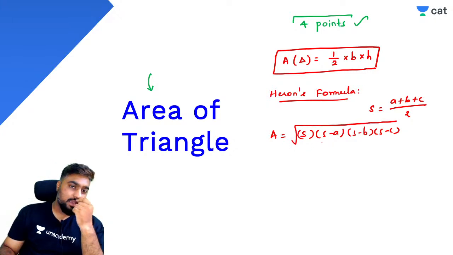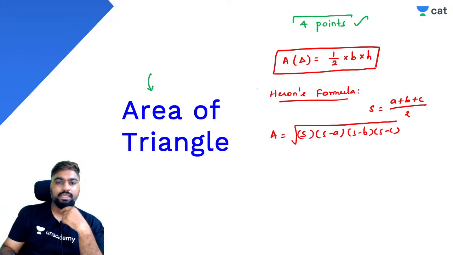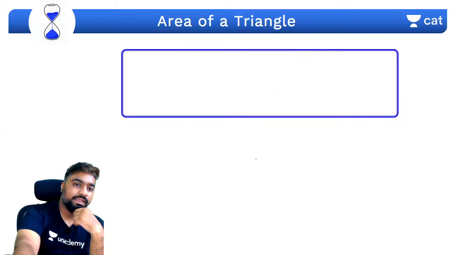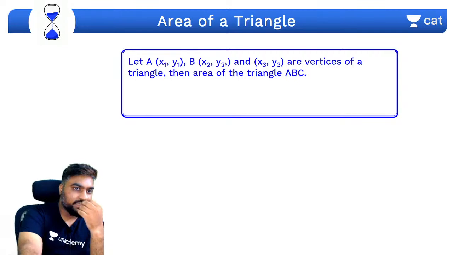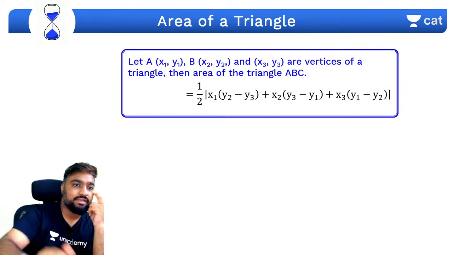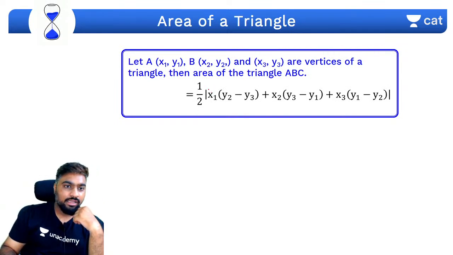Yes, but is there a third way of doing this? Is there a third way? तो 2 तरीके तो है, right? We have 1 and 2. If we can find out these distances and do it, then there's nothing like it. But is there a third way of doing it? Of course. Yes. So if x1 y1, x2 y2, x3 y3 are the 3 vertices of the given triangle, then area is given as what? Half into x1 times y2 minus y3 plus x2 times y3 minus y1 plus x3 times y1 minus y2.